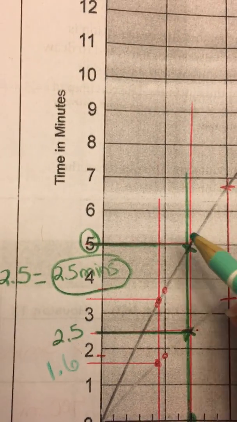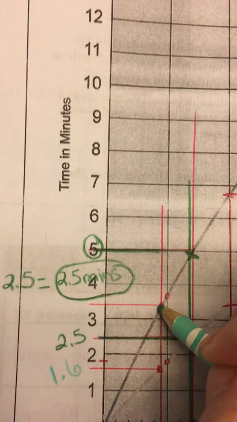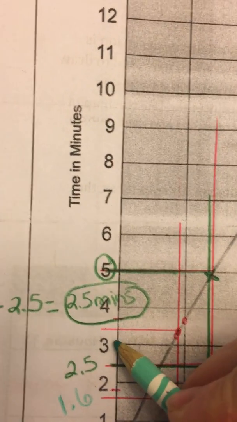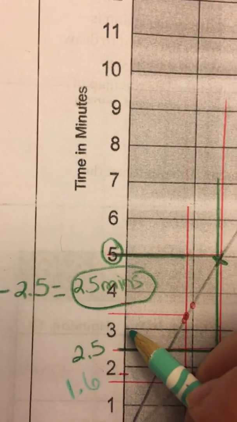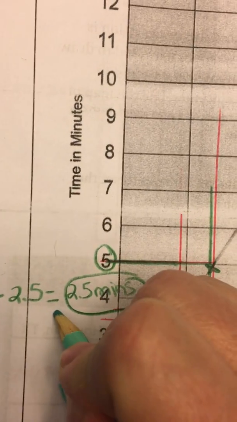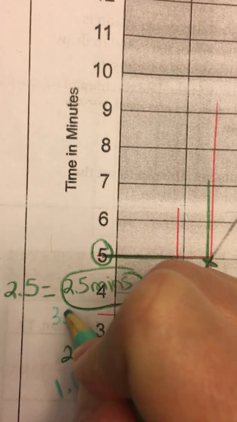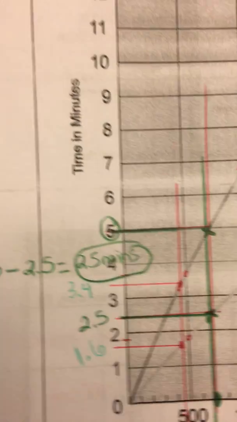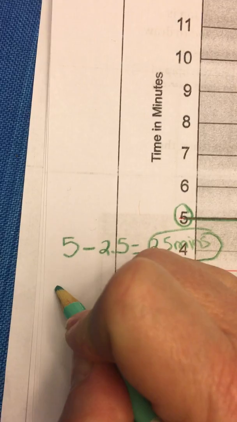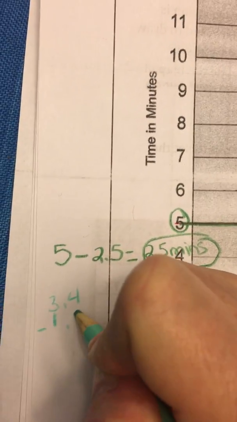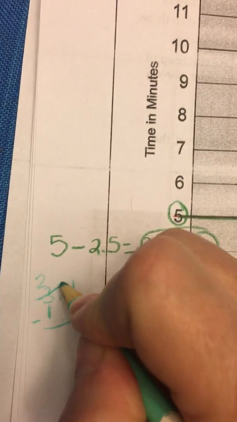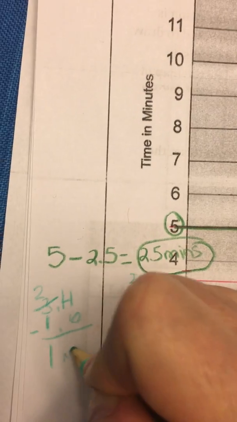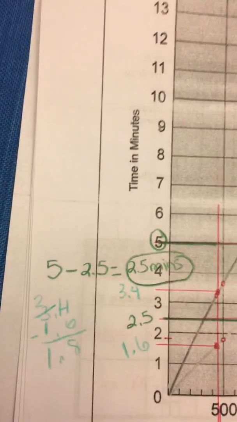And then I'm going to go up to where it crossed the S wave line. I'm going to look, and it's between 3 minutes and 4 minutes, and it's a little bit shy of 3.5 minutes. It kind of looks like it's a little lower. So I'm going to say it's 3.4 minute mark. So now I have to do the math again. 3.4 minus 1.6. And we're going to see that we get 1.8 minutes.